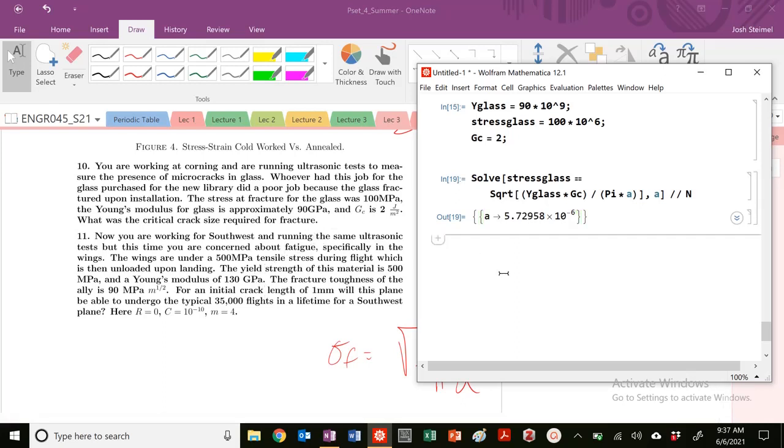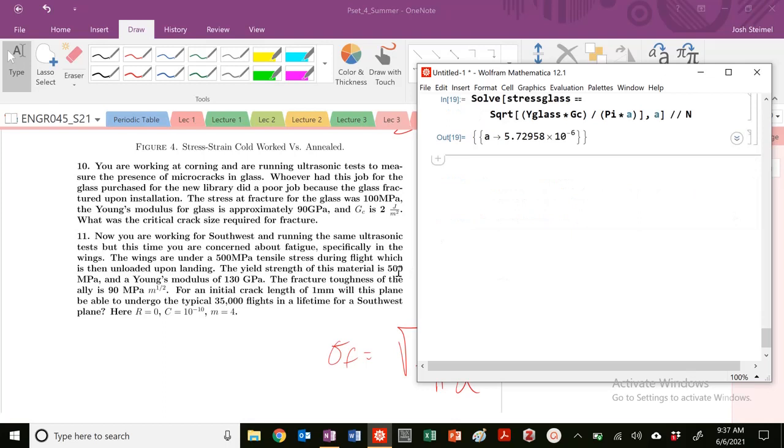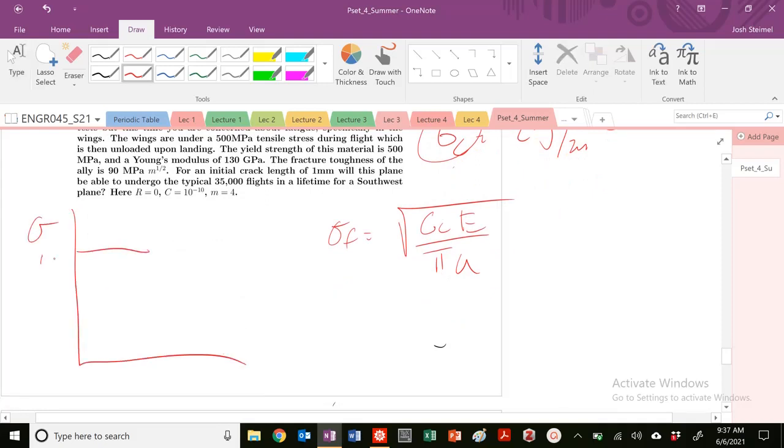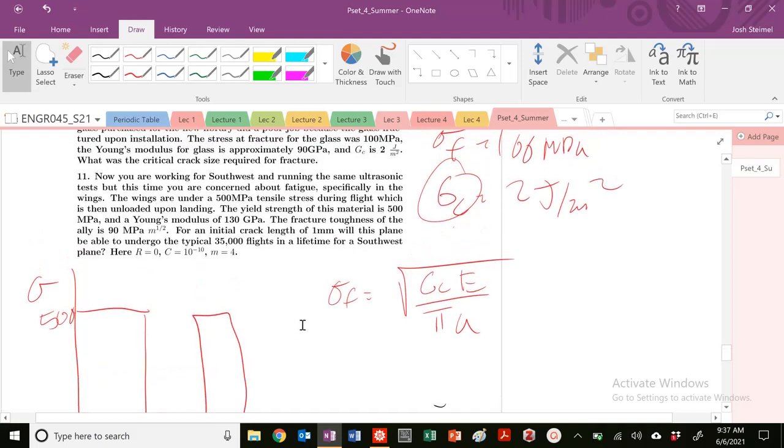Great. Now I'm working at Southwest and running the same ultrasonic test on the wings, but this time I'm concerned about fatigue. The wings are under 500 megapascal tensile stress during the flight, which is then unloaded upon landing. So basically, I've got a stress that looks like this. So 500 MPa and then unloaded, and so on. So that's how this stress profile looks.